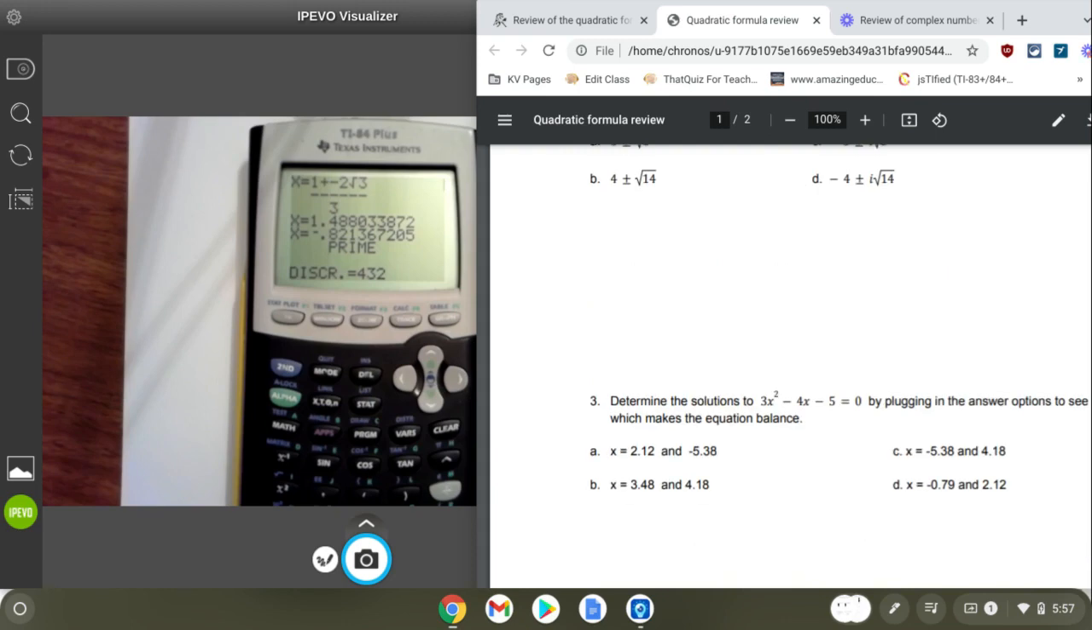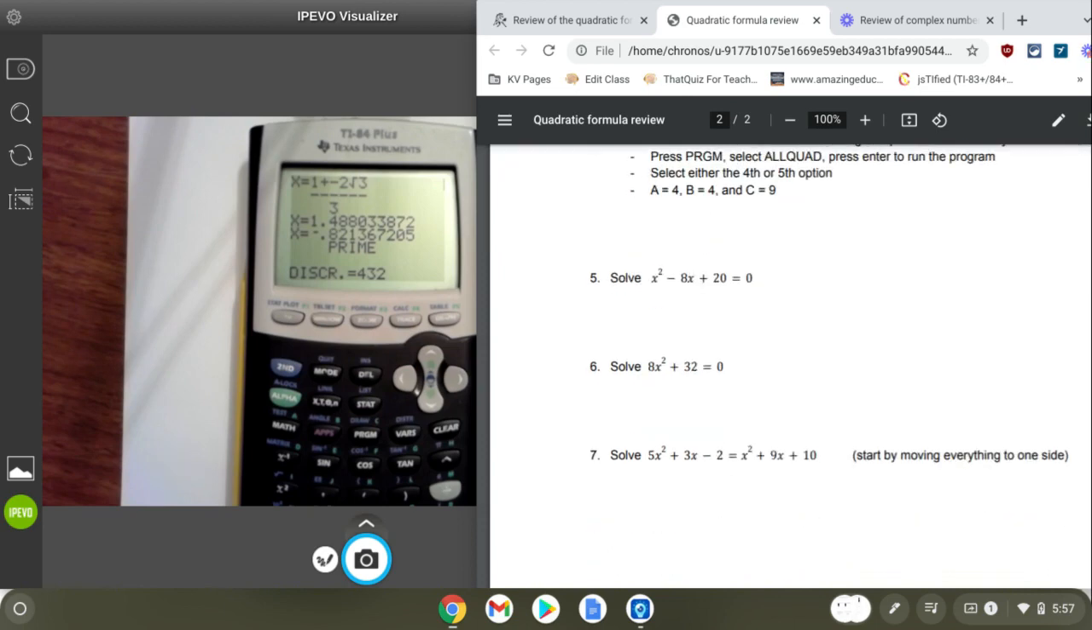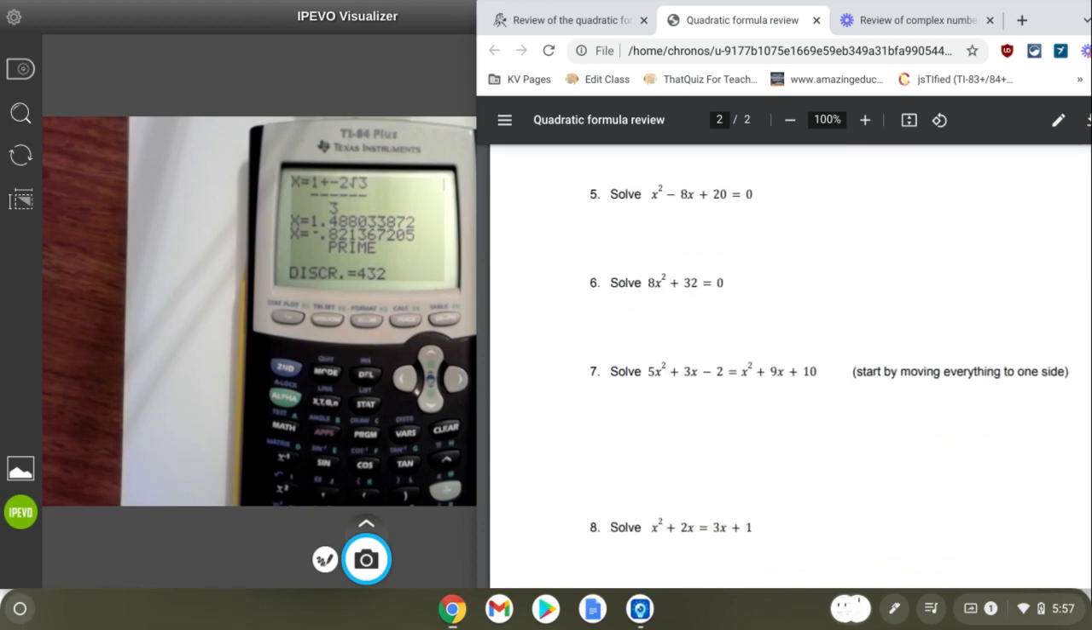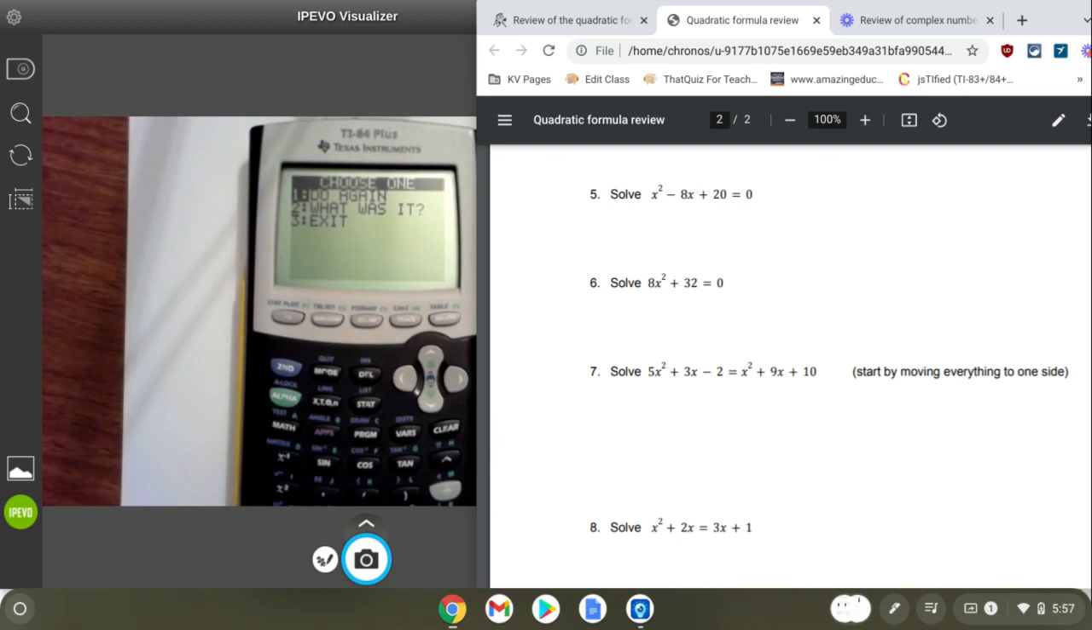Let's look at one more here. Okay, so like on number 6. Okay, so if you press enter, you could press 3 to close the program, but I'm going to run the program again. On number 6 here, there's no x term, like it's missing this 8x term. So for the B, I'm going to be putting 0. All right, 8 is A, B is 0, and then 32 is C. There we go. And our two answers are plus and minus 2i for that one.